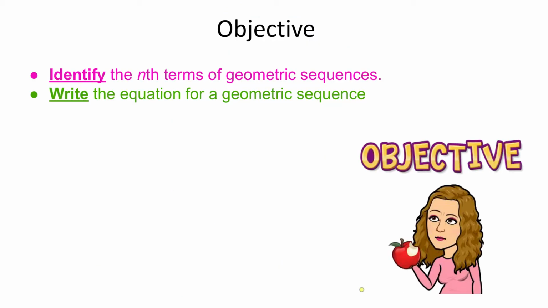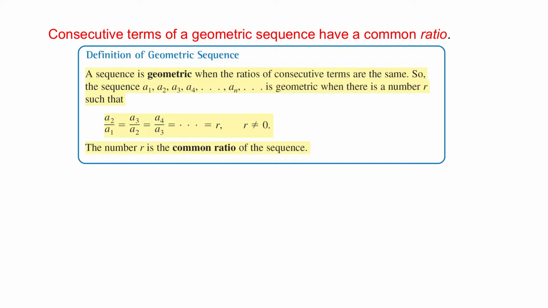In this lesson, students will be able to identify the nth term of geometric sequences and write the equation for a geometric sequence. In geometric sequences, the consecutive terms, the terms that are one right after another, have a common ratio. A sequence is geometric when the ratios of consecutive terms are the same.